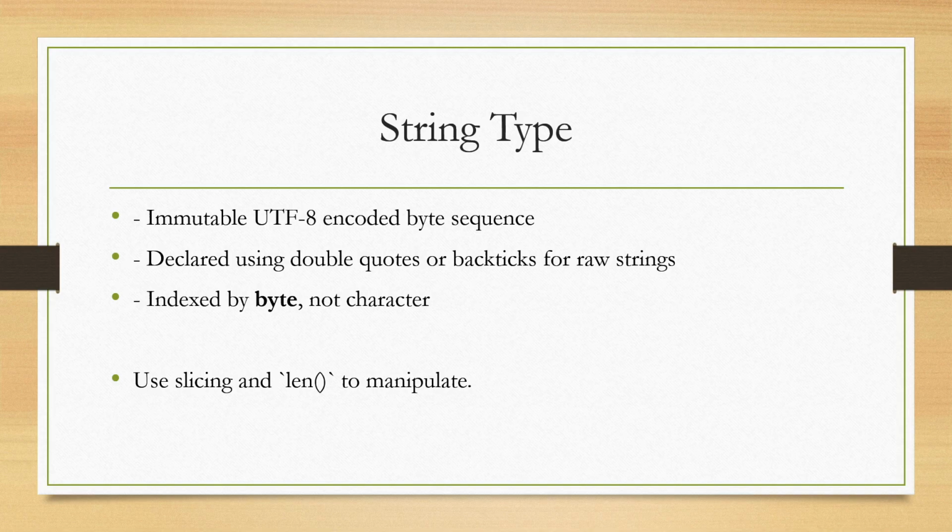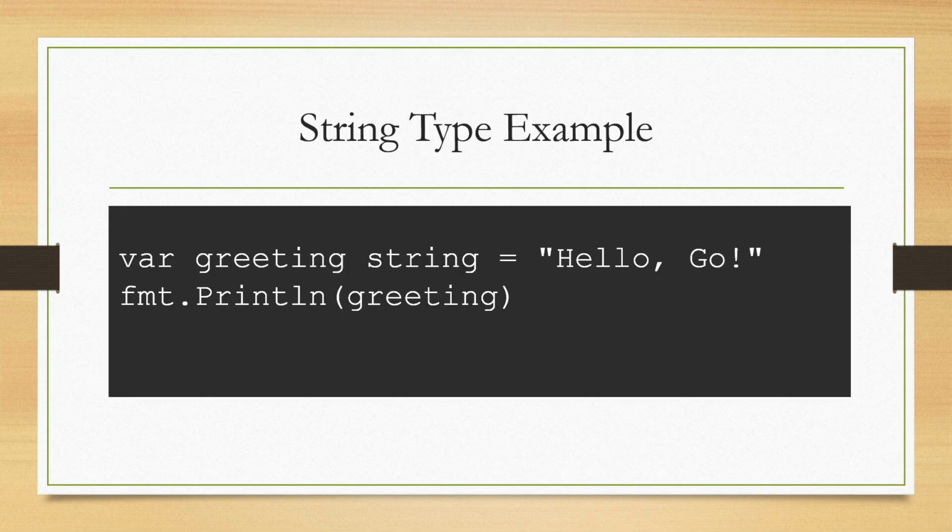To work with strings, Go gives you utilities like slicing or len, which tells you the number of bytes, not characters. This is really useful when you are trying to process data, building APIs, or just debugging the output. So here we have taken one example of a string type in Golang. Now let's see it in the code itself.